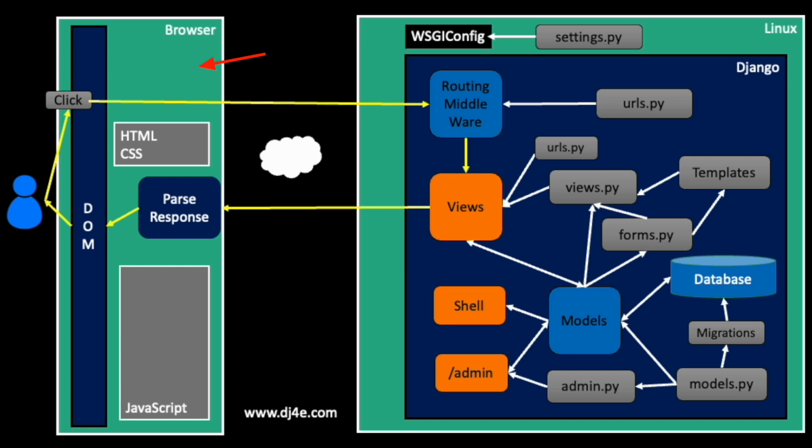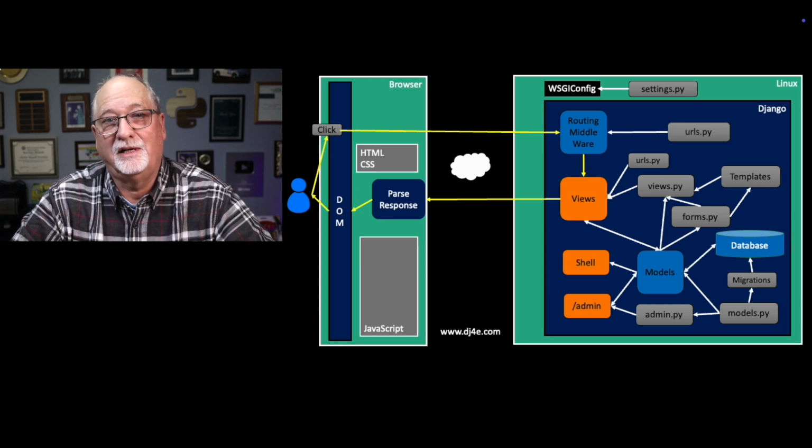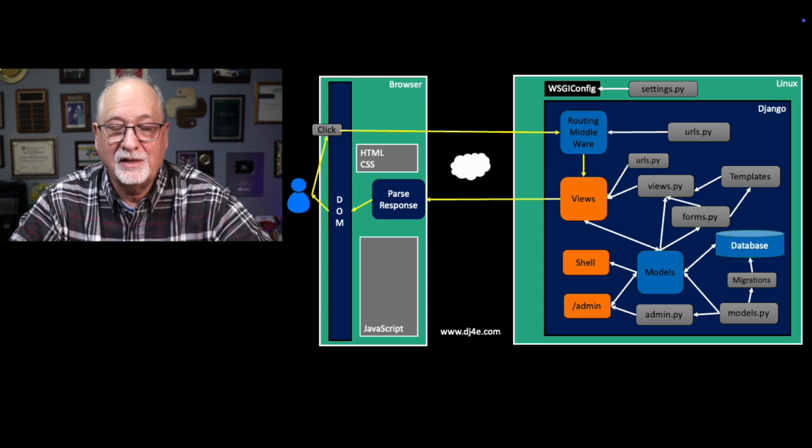In my class, I use this thing I call the big picture. On the left side is a browser with a document object model that deals with HTML and CSS and JavaScript and intercepts user actions and then sends the request-response cycle to a server running somewhere on the internet. There's Django and Linux, and there's urls.py and views.py and forms.py and templates.py. Literally the first half of any Django class I teach is designed to understand this picture. And it's a little complex.